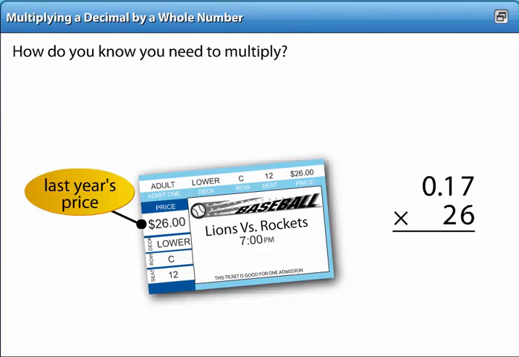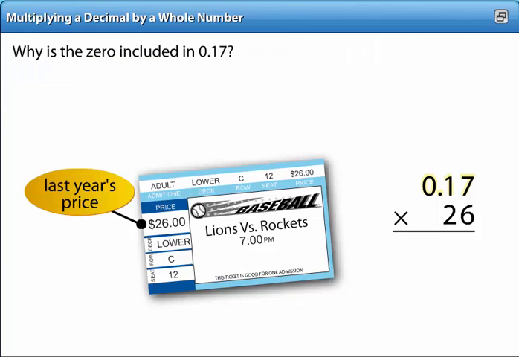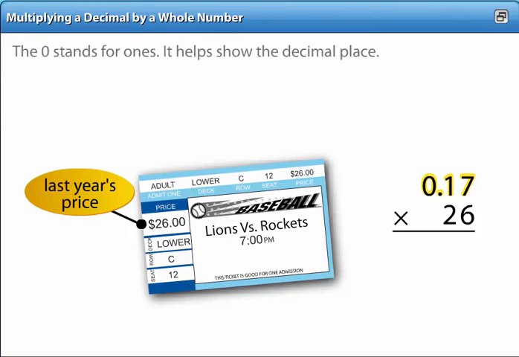How do you know you need to multiply? The problem states that admission increased by 17/100ths times last year's admission. The word times tells you to multiply. Why is the zero included in 17/100ths? The zero stands for ones. It helps show the decimal place.